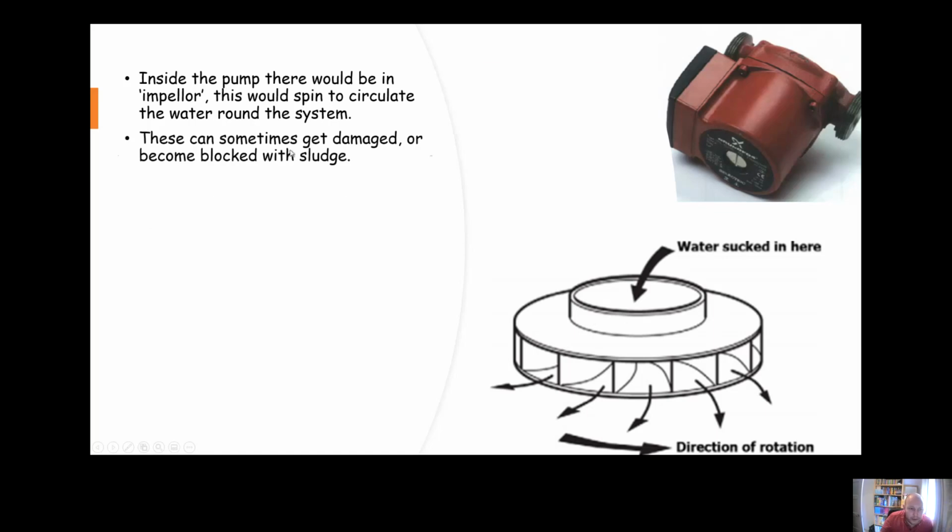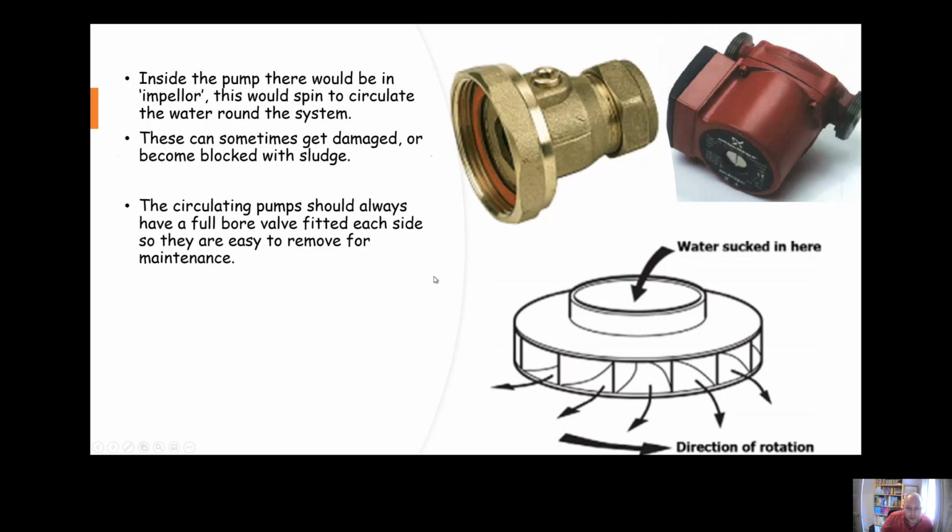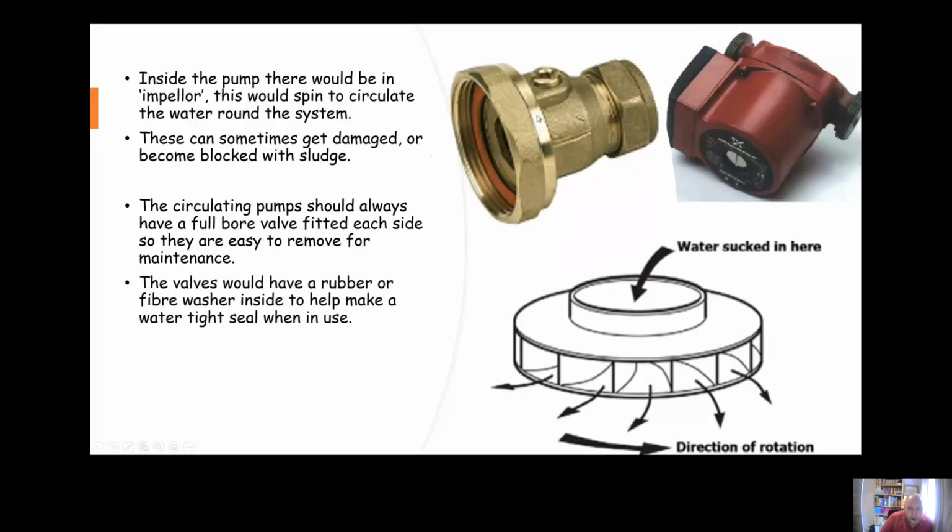These can become damaged or blocked with sludge, and so therefore we should always make sure we fit pump valves like this one here, each side of the pump, full bore pump valves so they don't open up to the full bore of the pipe, and these can be used to maintain the pump or replace the pump as required without having to drain the whole system. Inside these, they can either have a fibre washer or a rubber washer to help give it a watertight seal.